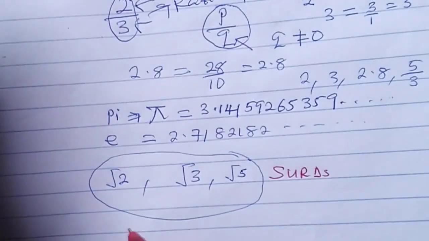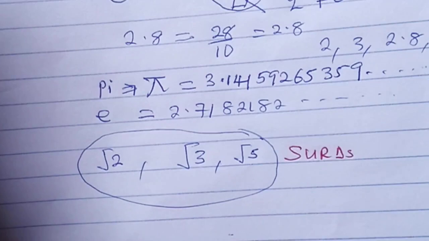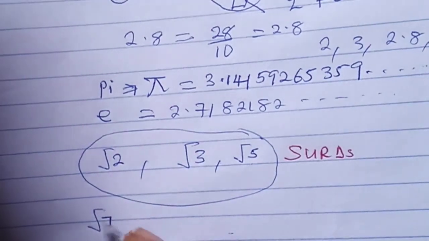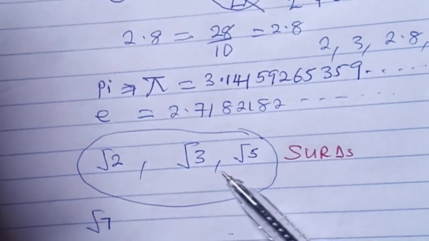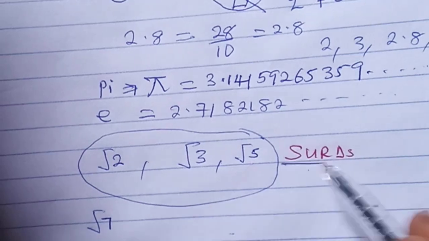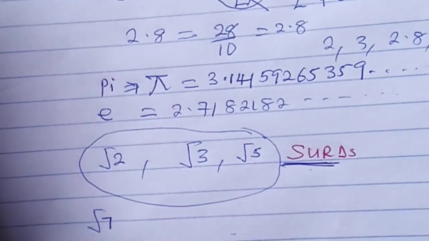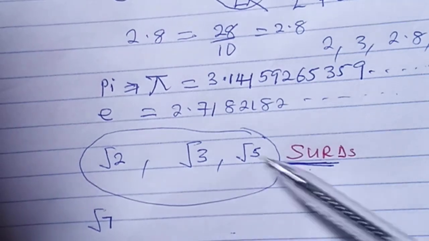Okay, for example, we also have root 7, which is also an irrational number, but we call it surd. So any irrational number that has roots attached to it is called surd. So surd are roots of rational numbers whose values cannot be determined or expressed as an exact fraction. So we cannot express this as exact fractions.